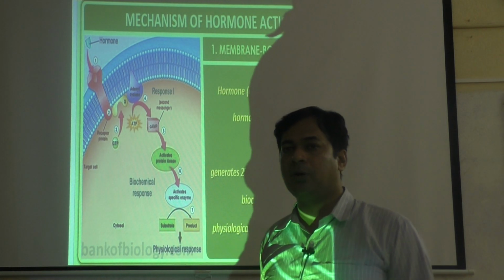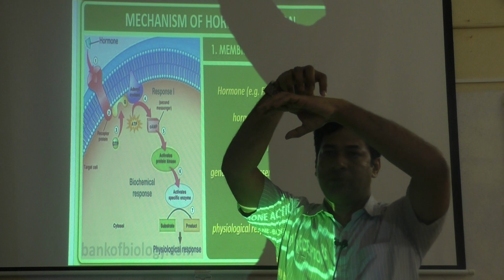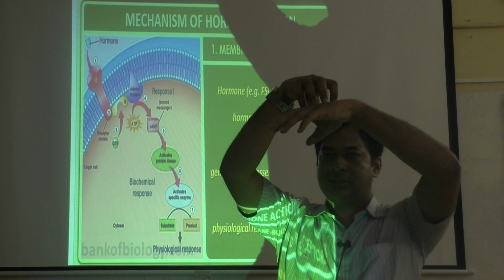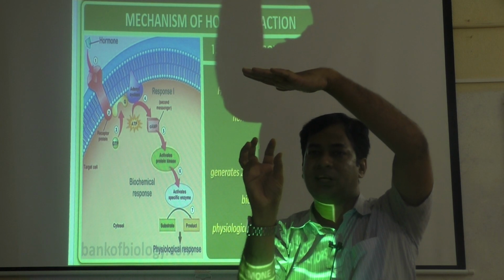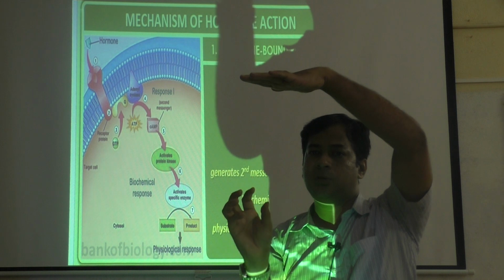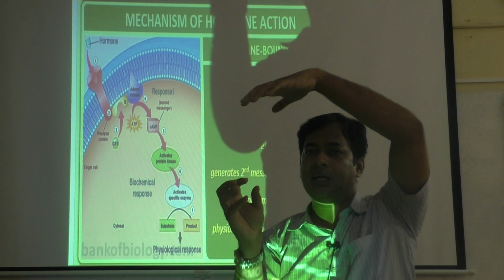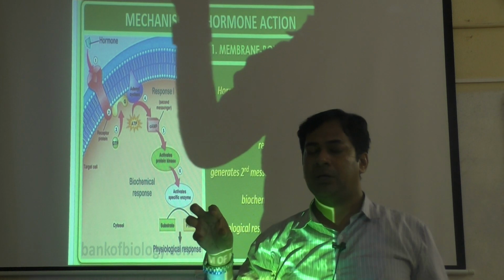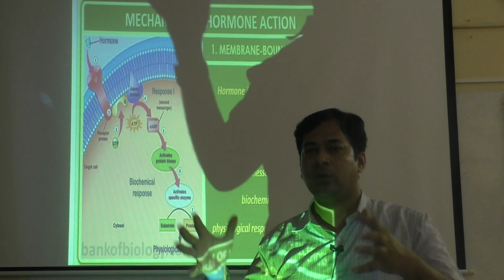If it is a membrane bound protein, first the hormone will come and bind to the receptor on the membrane, then it becomes a hormone receptor complex, which produces a primary response inside the cell. That primary response will produce secondary messengers like cyclic AMP and calcium, which bring a biochemical change, that is, a new chemical is produced. That biochemical change will bring a physiological change, that is, the ovary starts growing.